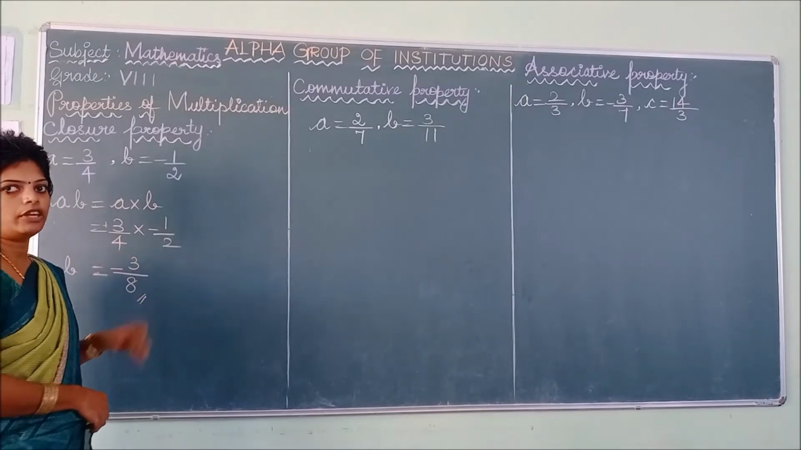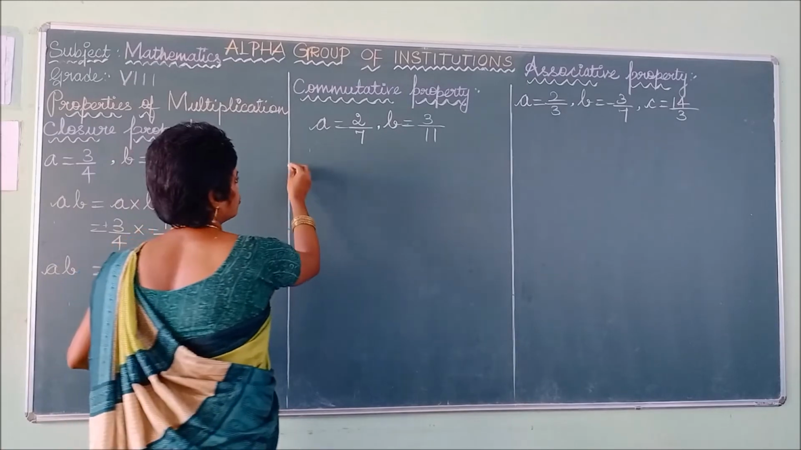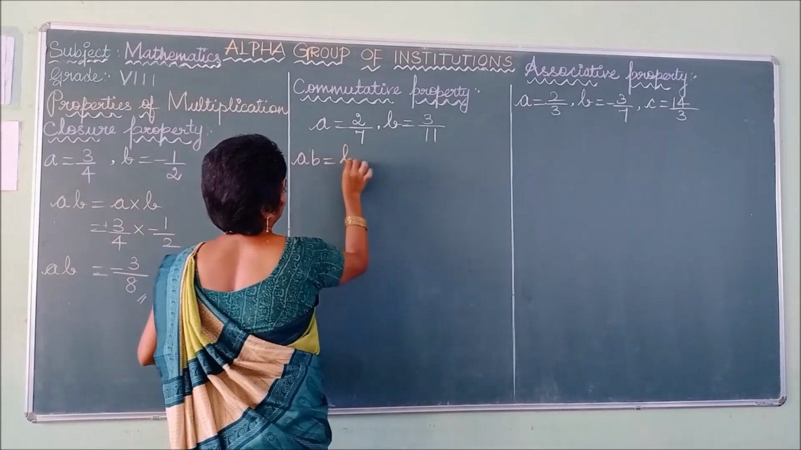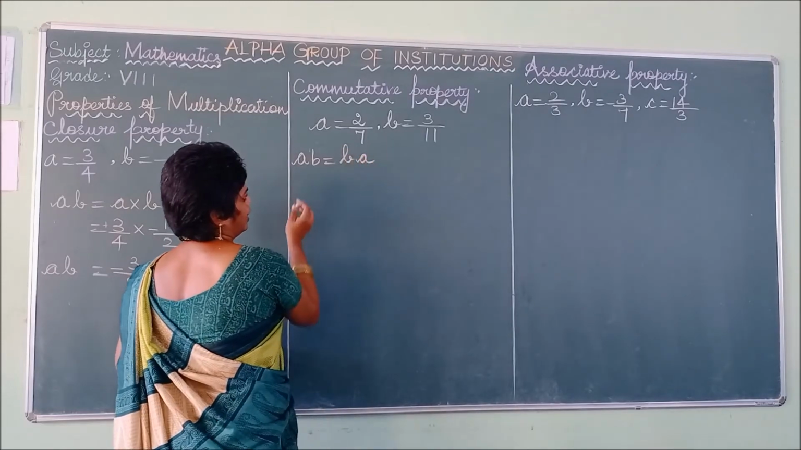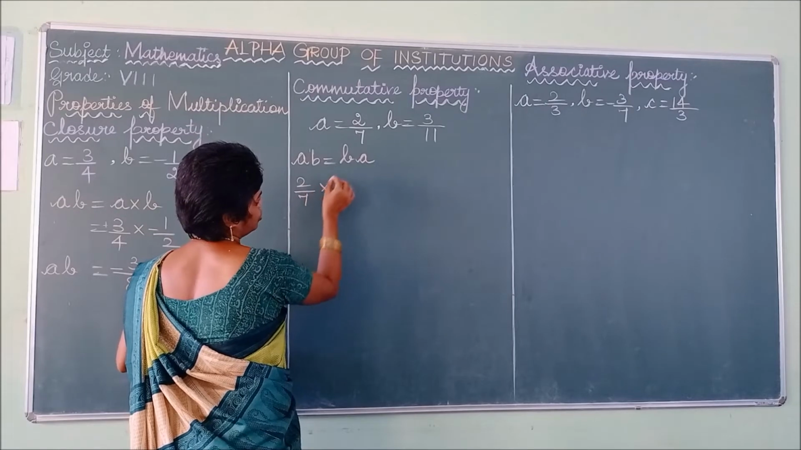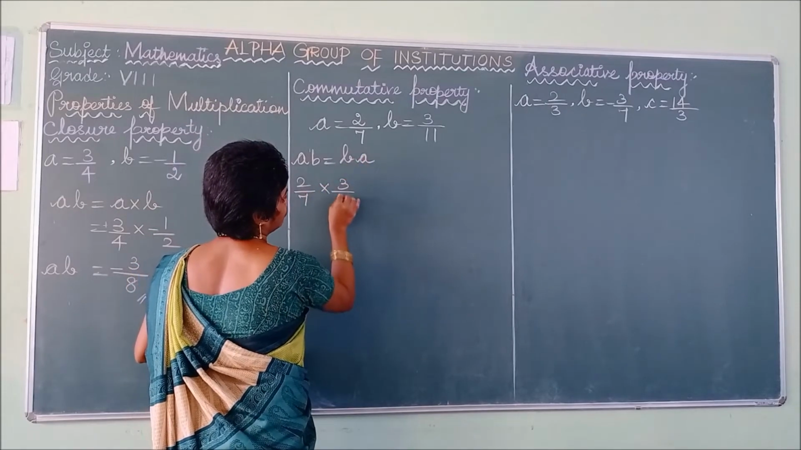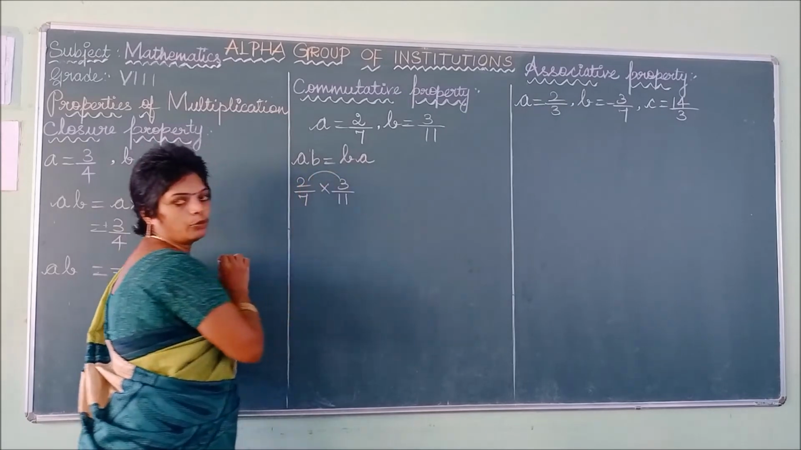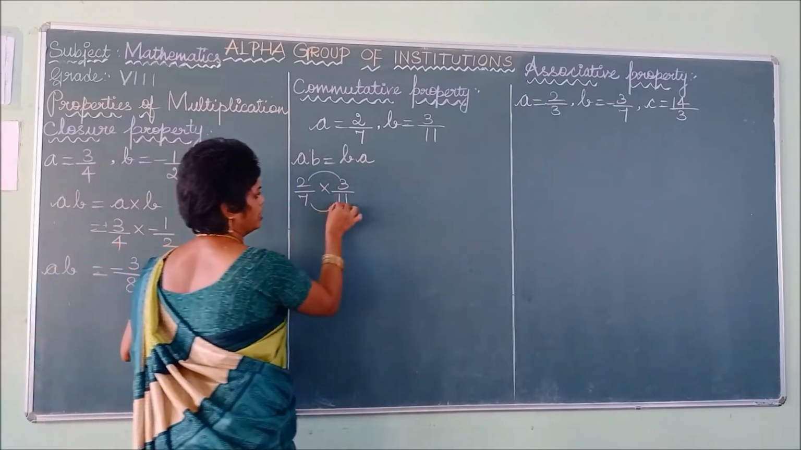A cross B is equal to B cross A. So check AB is equal to BA. Take the left hand side first: 2 by 7 into 3 by 11. What is 2 by 7 into 3 by 11? Multiply the numerators and multiply the denominators.